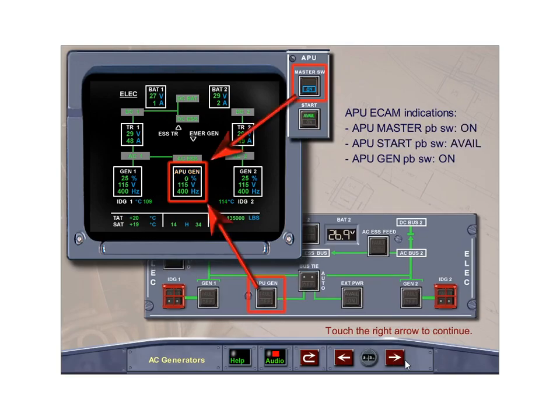When the APU is running normally and the APU generator push-button switch is on, the ECAM electrical page will display APU Gen in white, changing to amber if APU generator load, voltage, or frequency are outside set limits. The indications for load, voltage, and frequency are normally green when within limits, changing to amber if its limit is exceeded.